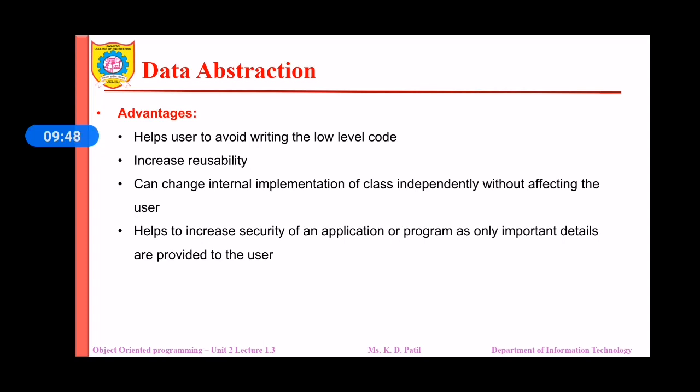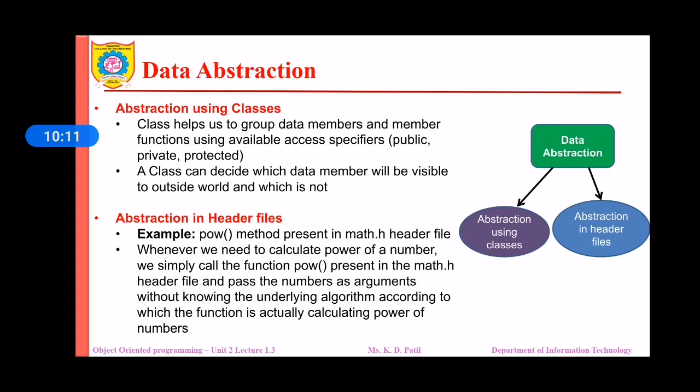Data abstraction helps to increase the security of an application or program, as only important details are provided to the user, and the user is not concerned about the internal implementation. So the user will not disturb the implementation code, and it will not disturb the features of the system. Now let us see how that abstraction can be achieved.